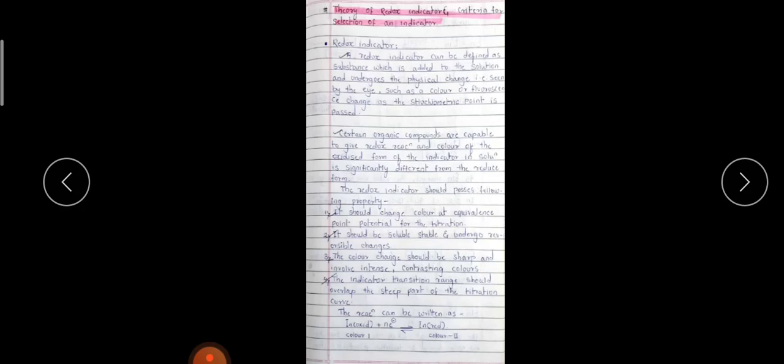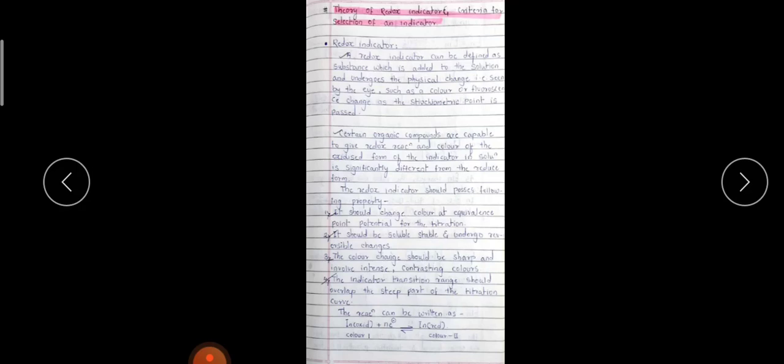Now we have to move towards the next part of this particular topic, which is the redox indicator. What is the theory and what is the criteria for the selection of an indicator that we have to study? First of all, a redox indicator is defined as the substance which is added to the solution and undergoes a physical change that is seen by the eye, such as a color or fluorescent change as the stoichiometric point is passed. Means at the particular equivalence point it will show the change.